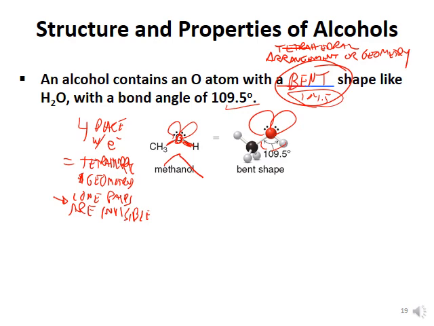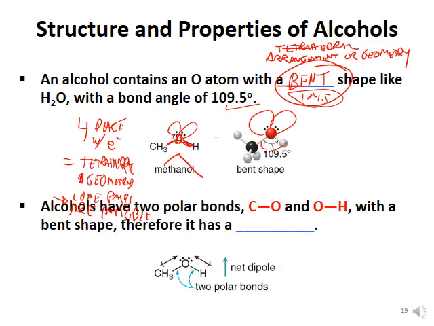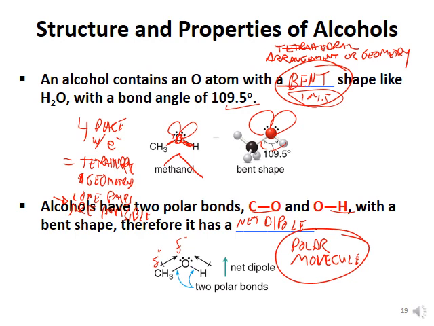it's a bent shape. Because it's a bent shape and there are 2 polar bonds, partial positive is over here, partial negative is up here, and therefore it has a net dipole. And it's a polar molecule. That's how we want to think of it. It's a polar molecule, as well as polar bonds.